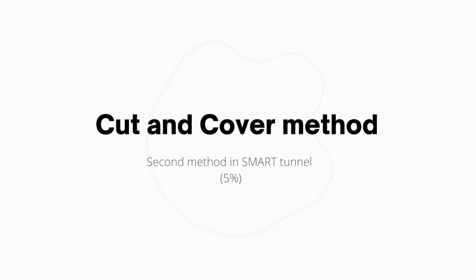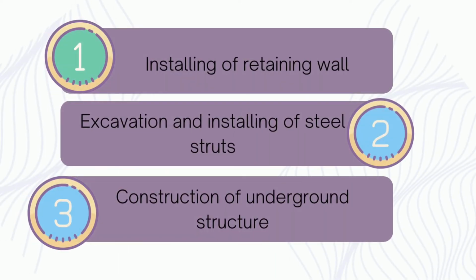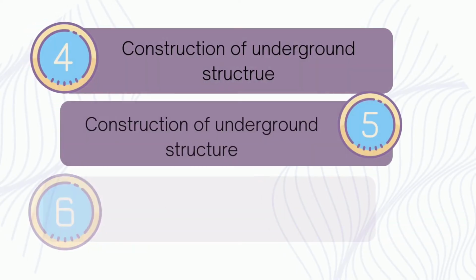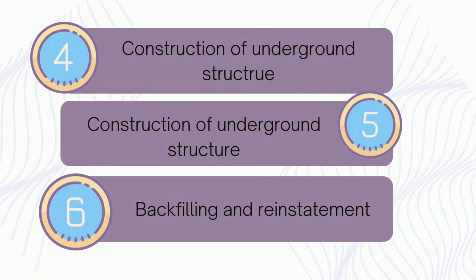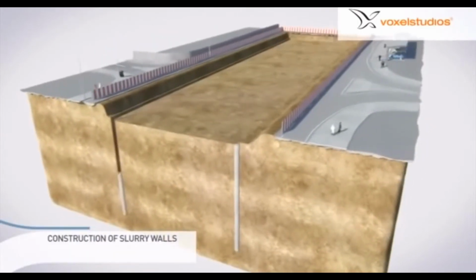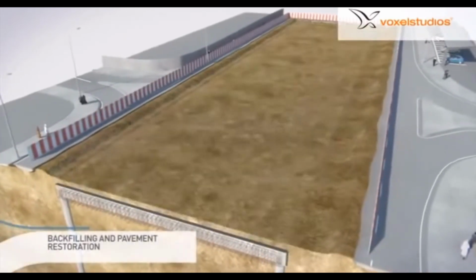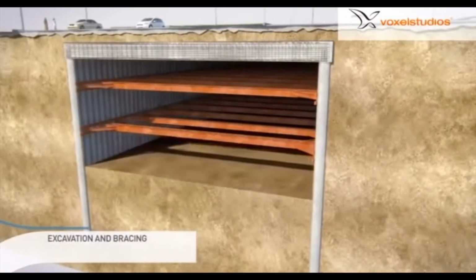Next, the second method is the SMART tunnel cut and cover method, which comprises 5% of the SMART construction project. The first one, we have installing of retaining wall. Second, excavation and installing of steel struts. Third, construction of underground structure. And fourth, construction of underground structure. Fifth, construction of underground structure. Sixth, backfilling and reinstatement. And this is the general video for the cut and cover method.